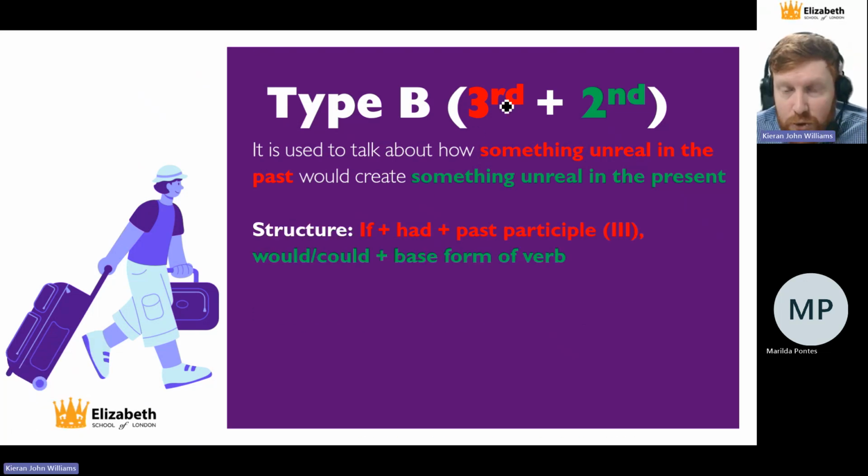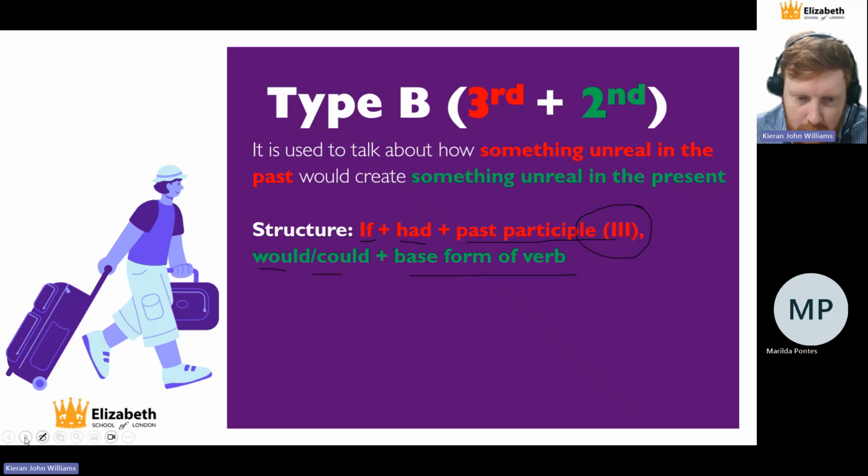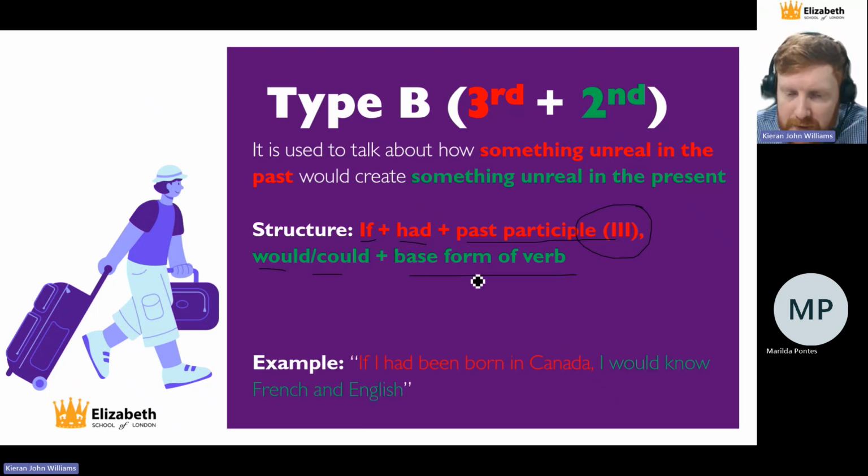So you make it using the first part of a third conditional sentence. We need if plus had plus past participle, the third form. And then in the next part of the sentence, you use the second part of a second conditional sentence, which is would or could plus the base form of the verb. So this is where you would have an example sentence with something like, if I had been born in Canada, I would know French and English.